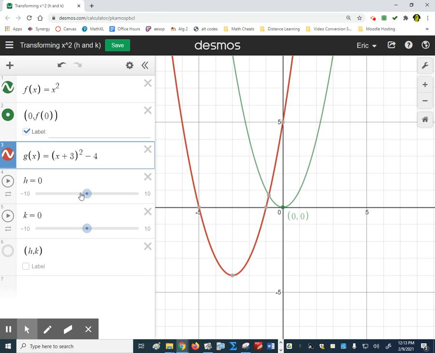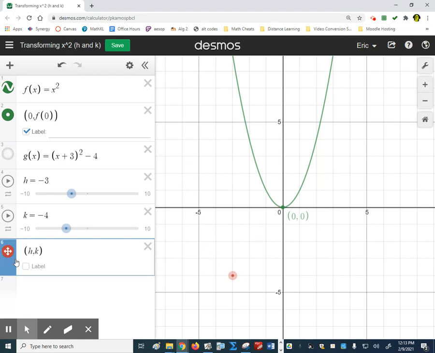Right? It did it. Okay, so let's see. Look what it did to the vertex. The x coordinate got 3 smaller, and the y coordinate got 4 smaller. So it went left 3 and down 4. Okay, let's try again. I'm going to make a new one here. I want you guys to tell me what's going on.